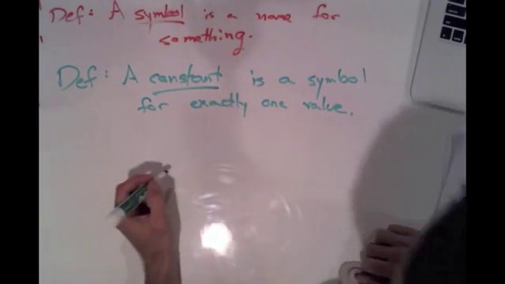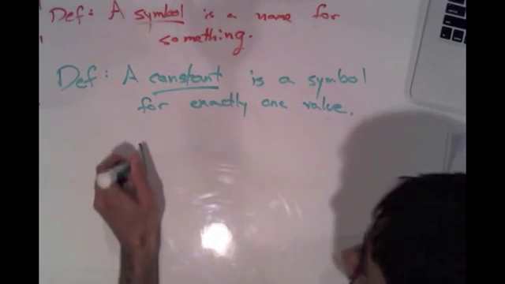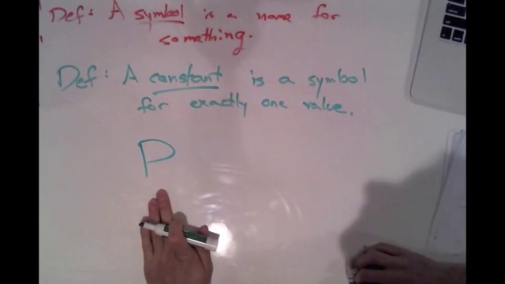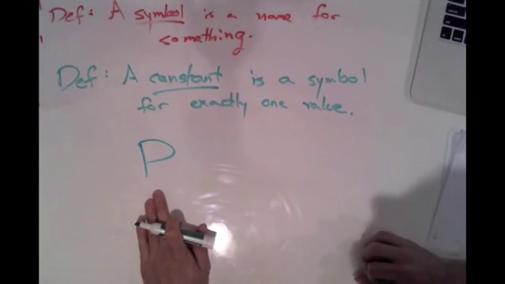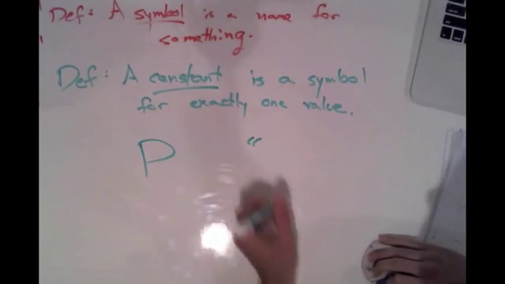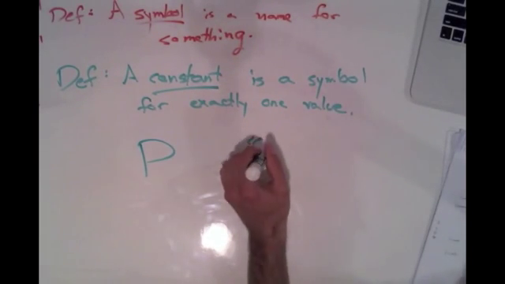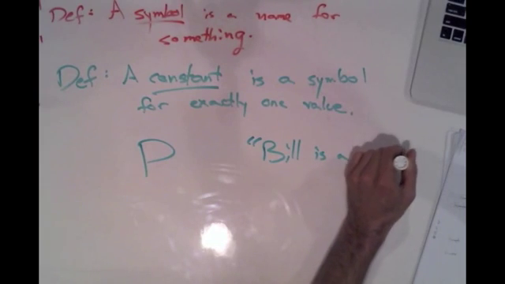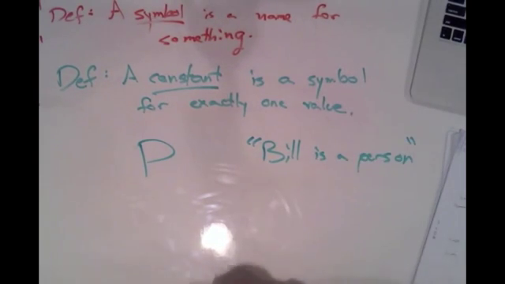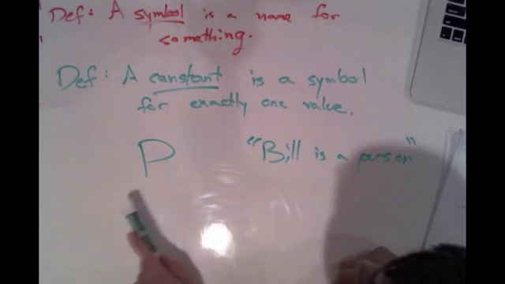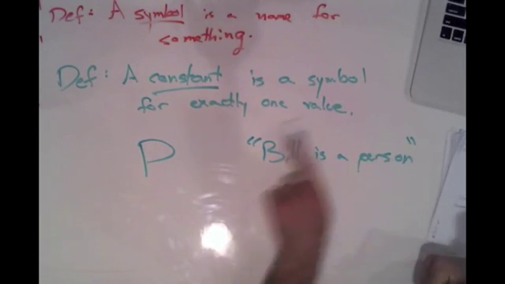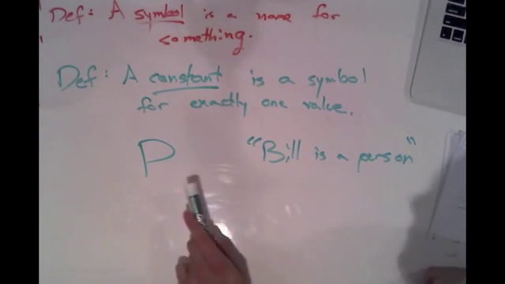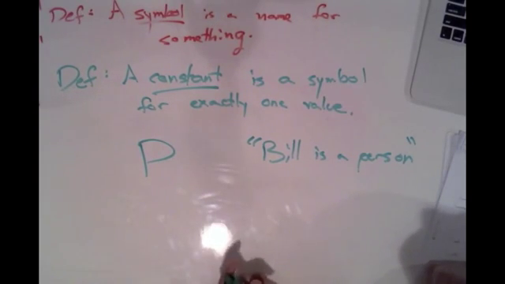So, for example, let's say that P, I'm going to designate the symbol P to stand for the sentence, Bill's a person. Now this weird looking symbol stands for exactly one sentence. I'm not using it to stand for anything else. That makes P a constant.